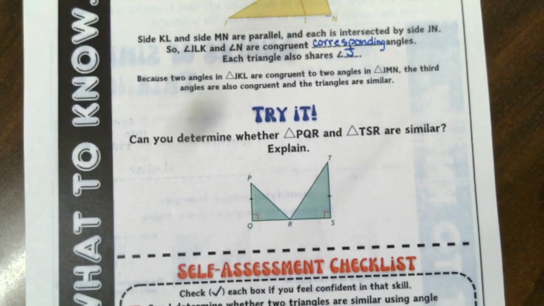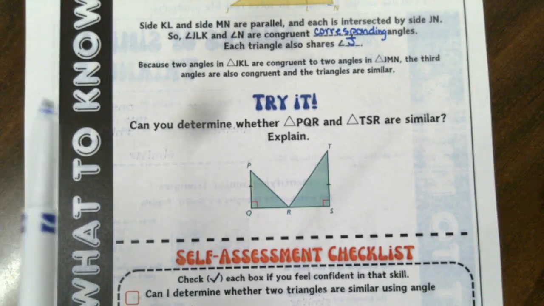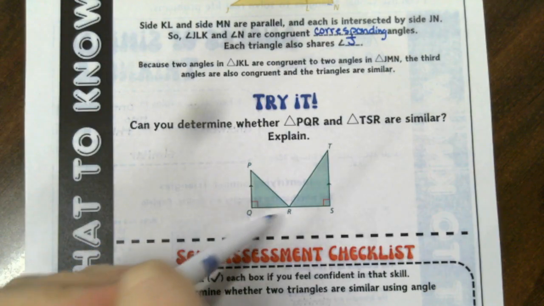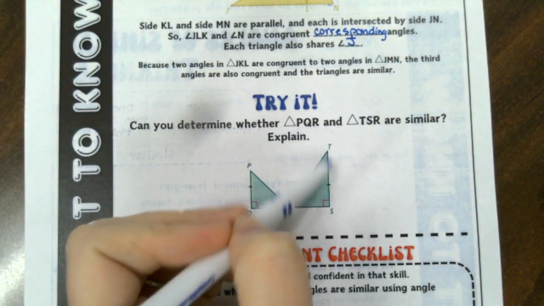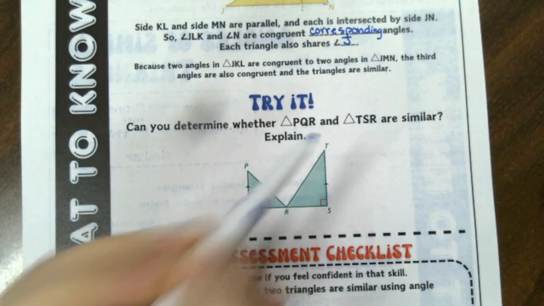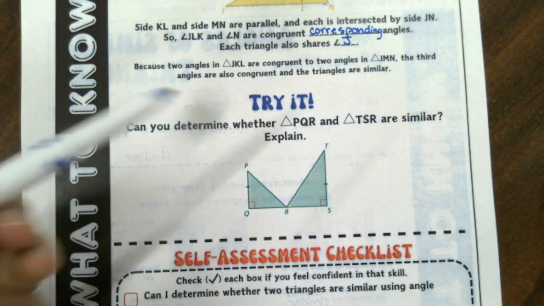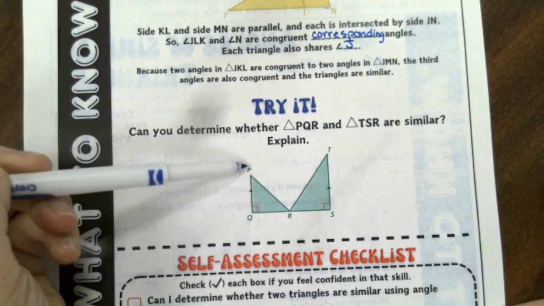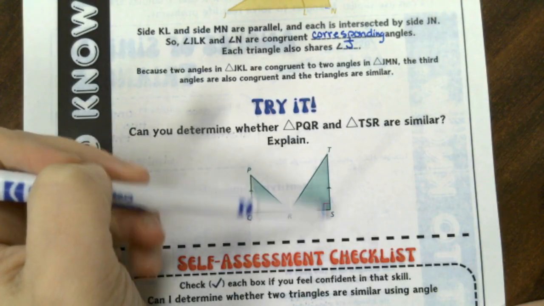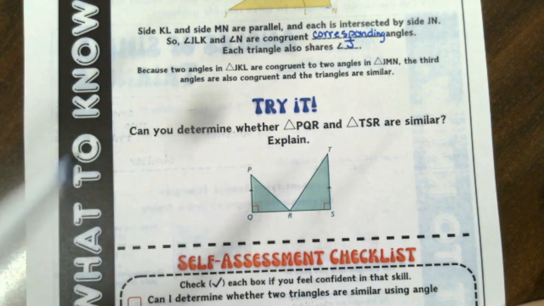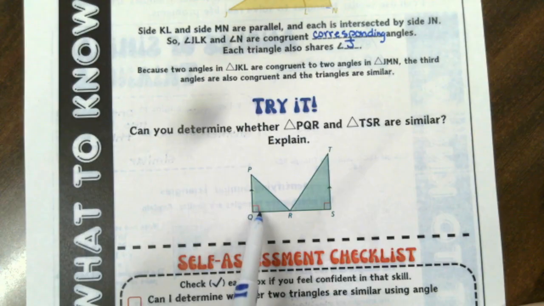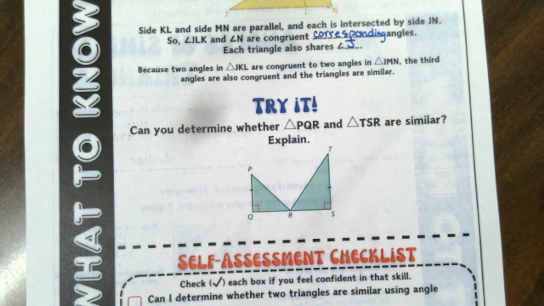Okay? So you're going to try it here. Can you determine whether triangle PQR, here's your triangle, and triangle TSR are similar? Explain. So I'll tell you something here. Here's a parallel line here. Here's a parallel line here. We know that because of the arrows that cross. And we know that this little box here tells us that that's 90 degrees.